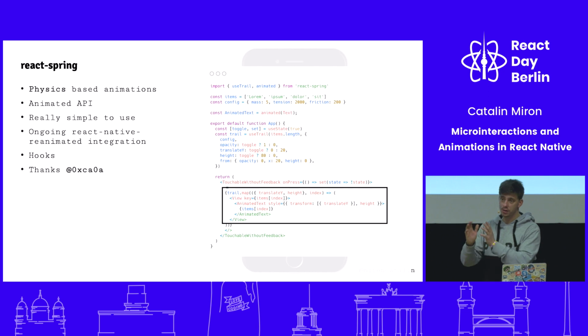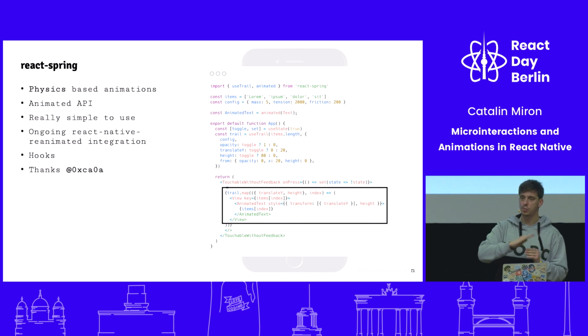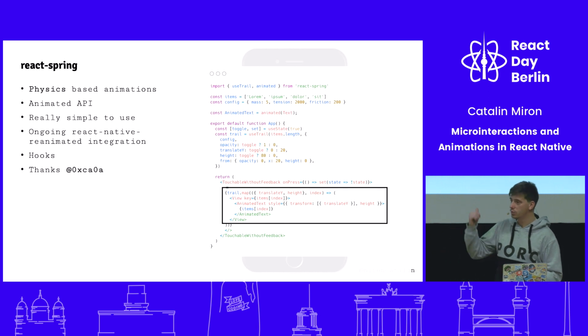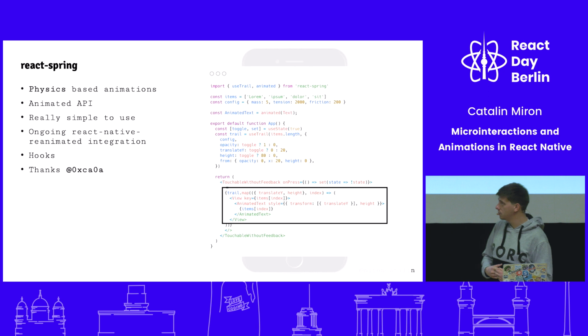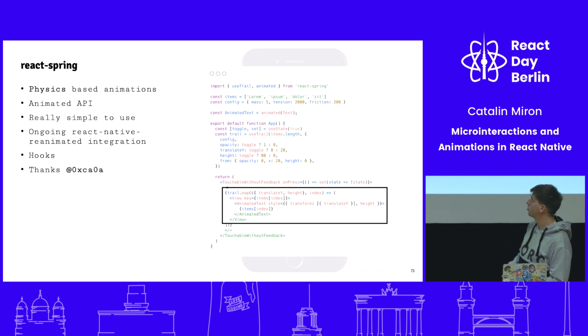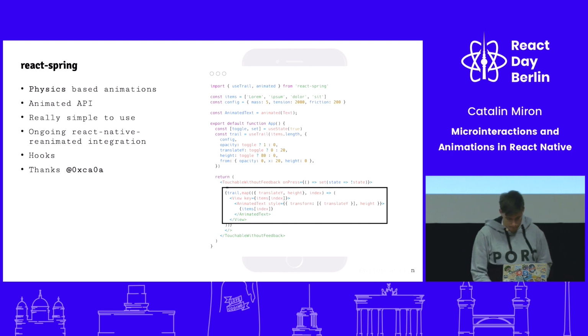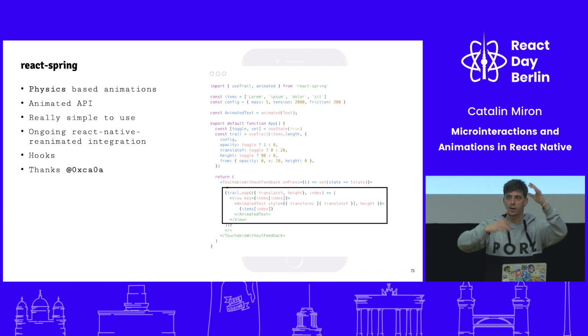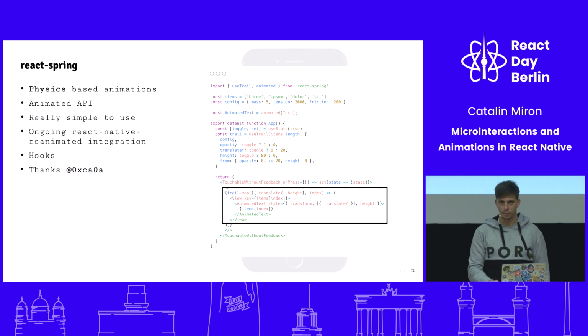Then the result of the useTrail hook is going to give me a list of animated values that are going to interpolate over time. And I'm passing those values to an animated text, which I've just defined in the first place. And that's going to create that stagger animation for each particular item from your list.